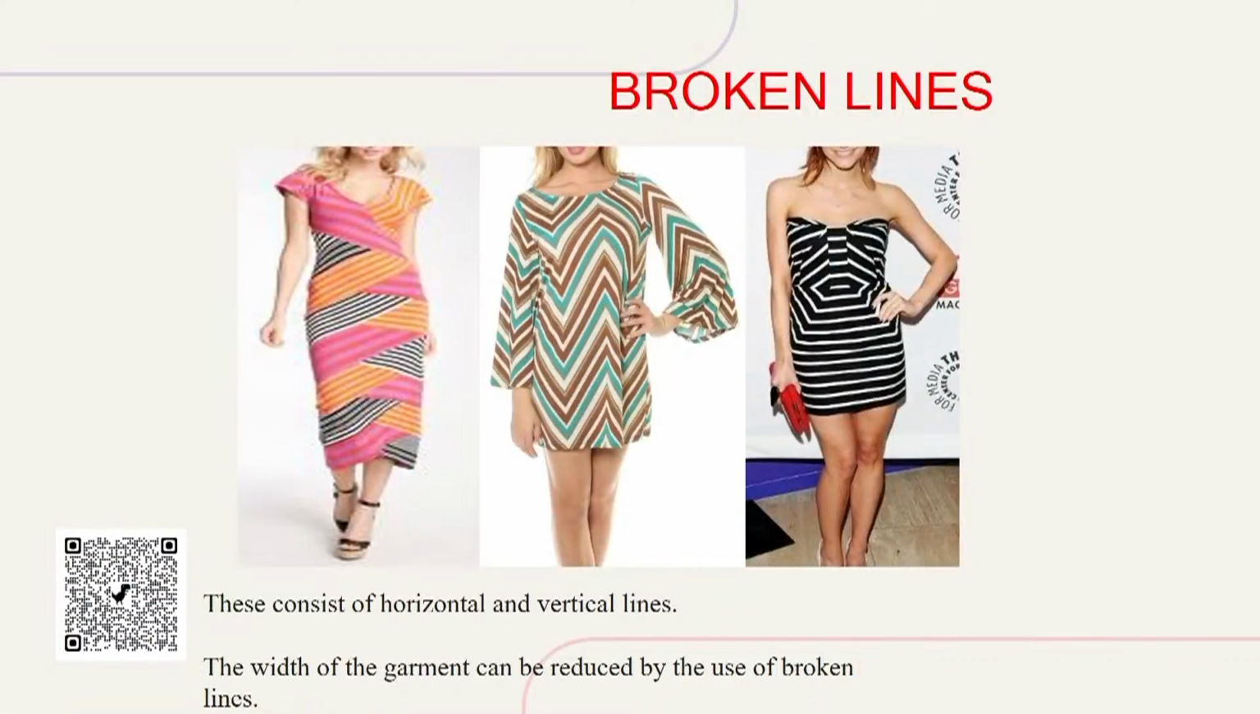Now on the next slide, let's see how broken lines, or you can say zigzag lines, also provide a very interesting effect in the silhouette of the garment. So these broken lines consist of both horizontal as well as vertical lines. The width of the garment can be reduced by the use of broken lines. These broken lines provide a sense of energy and excitement to the garment.